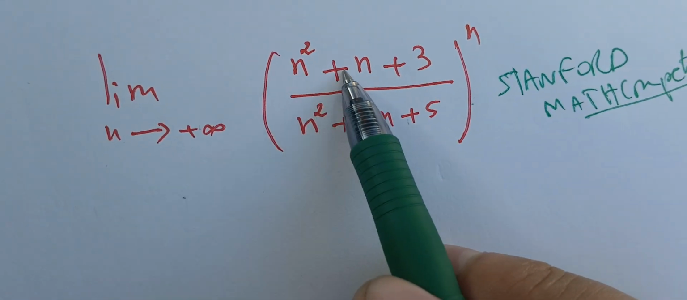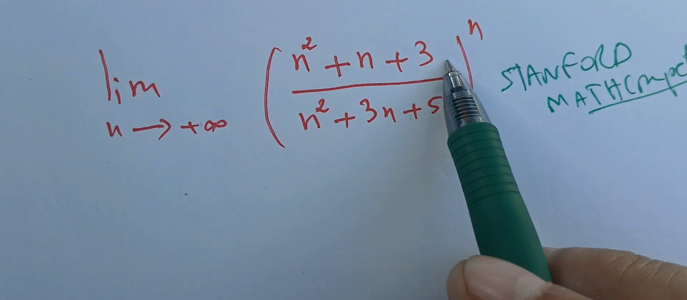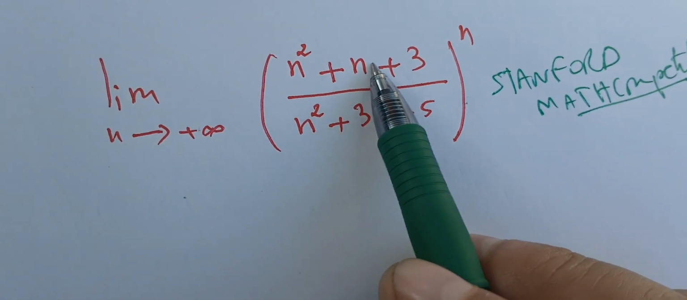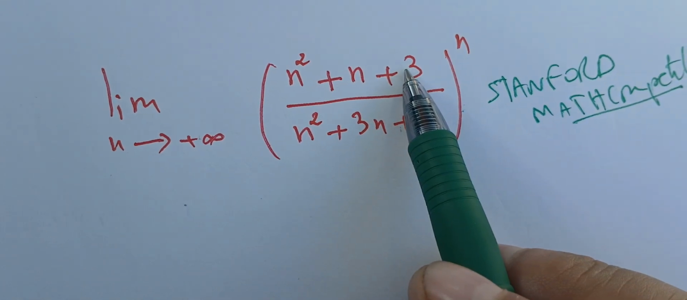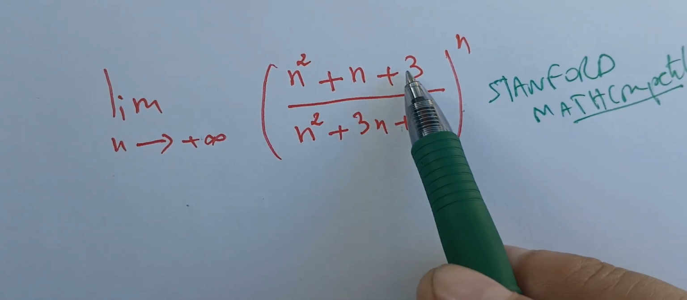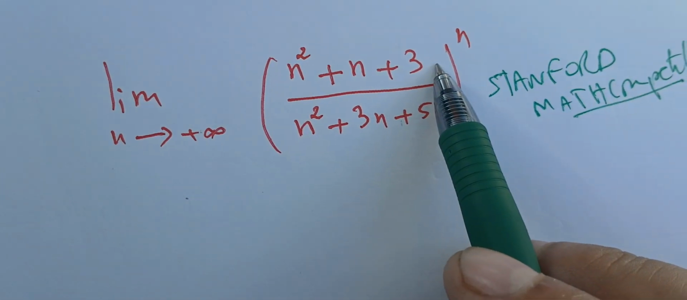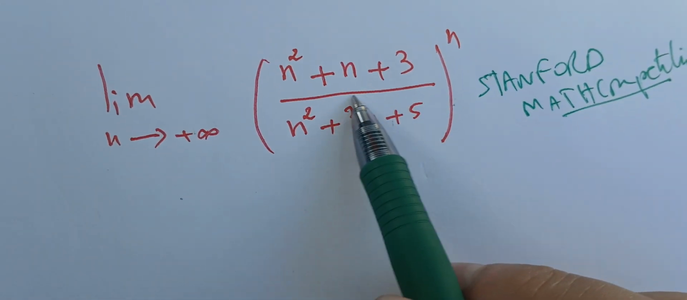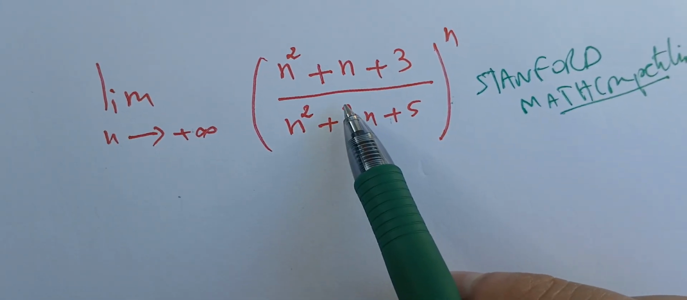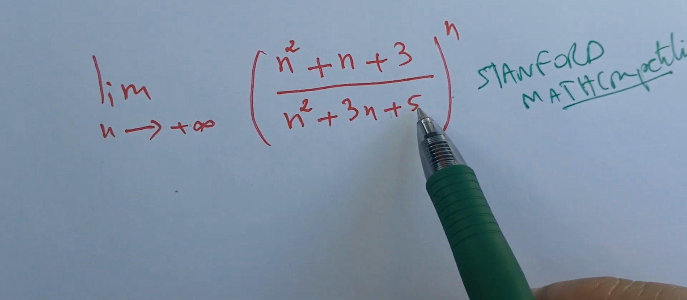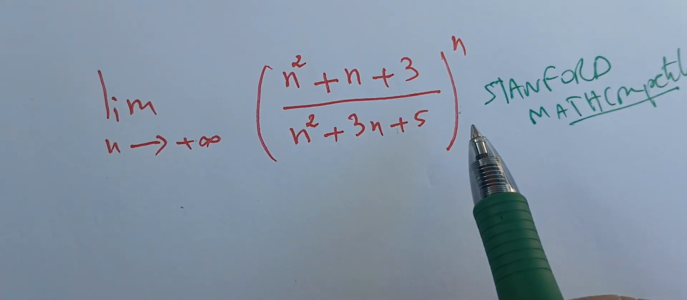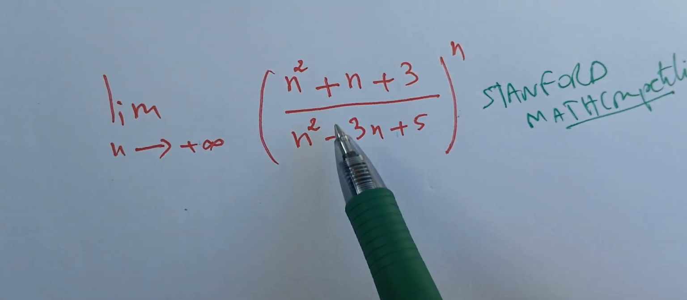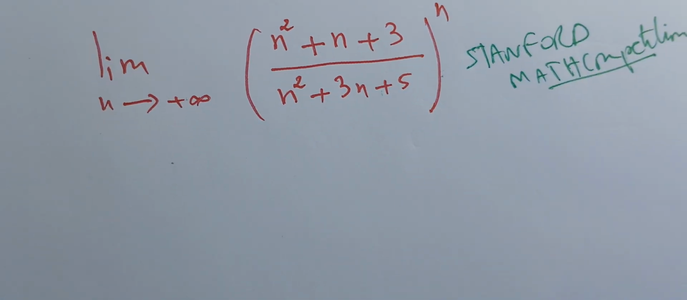The n squared plus n plus 3 has no roots, because the discriminant is 1 minus 12, which is minus 11, less than 0. And here we have n squared plus 3n plus 5. The discriminant is 9 minus 20, strictly negative, so there is no solution. But we have some hope if we can use Euclidean division.